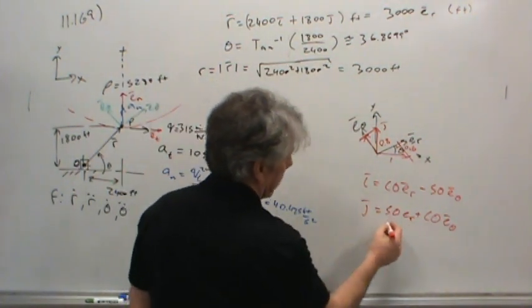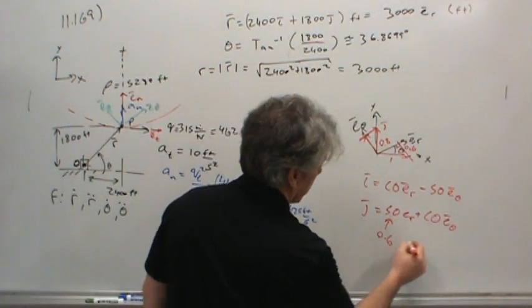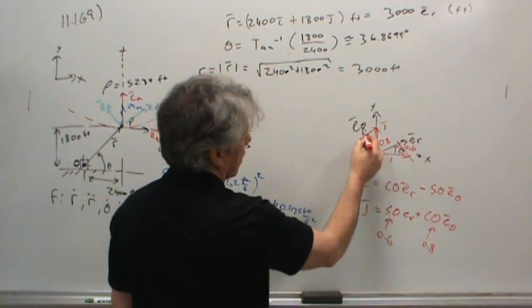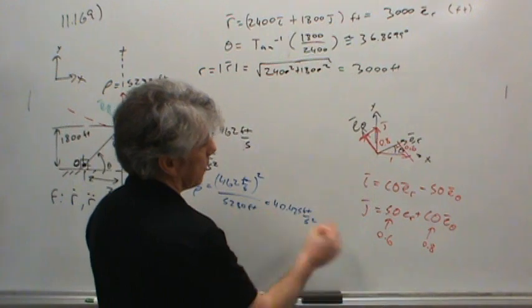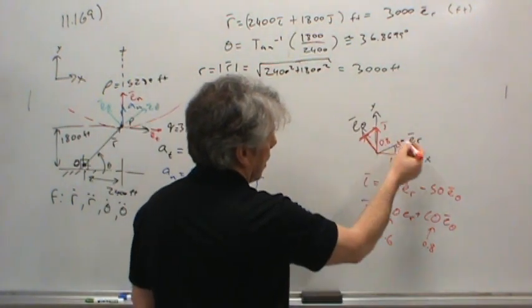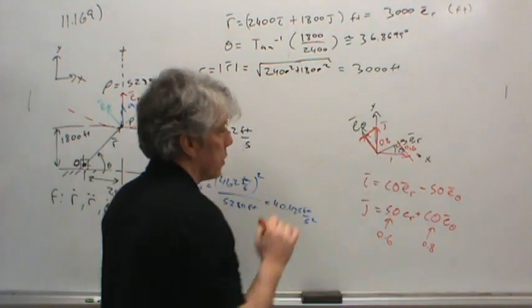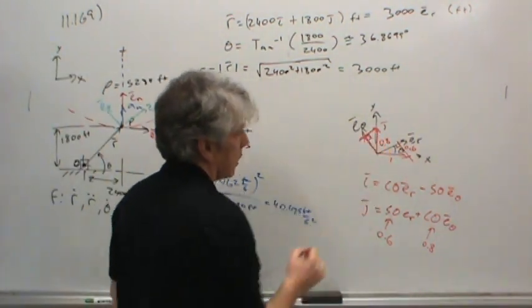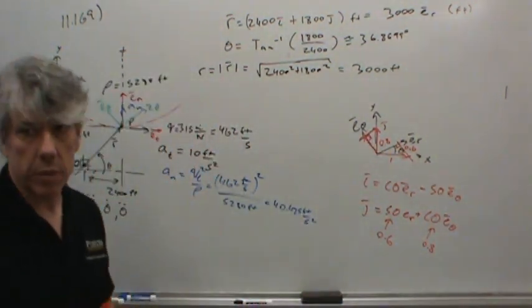If I take, remember sine was what, 60% and cosine was 80%? If I take 80% of e theta, that puts me about there. Take 60% of ER, that should give me a vector j that has length 1. And here's the right triangle. Any questions about all this? We're doing okay.